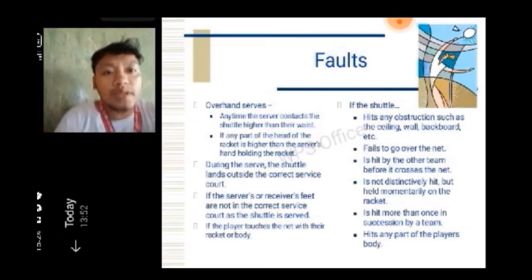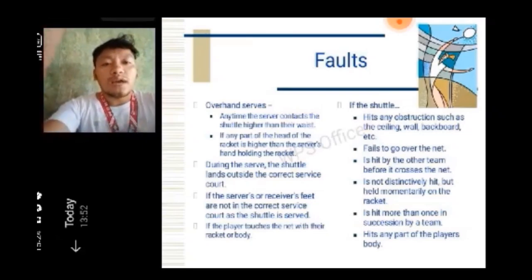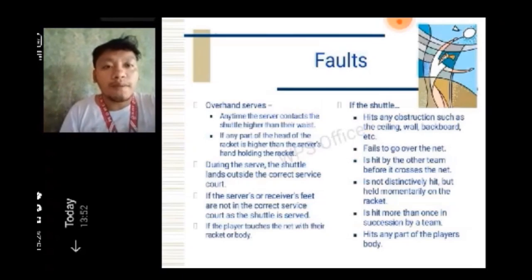Next is if any part of the head of the racket is higher than the server's hand holding the racket. So, ang dapat daw ang imuhang racket is naa ra sa imuhang tupong lang sa shuttle.